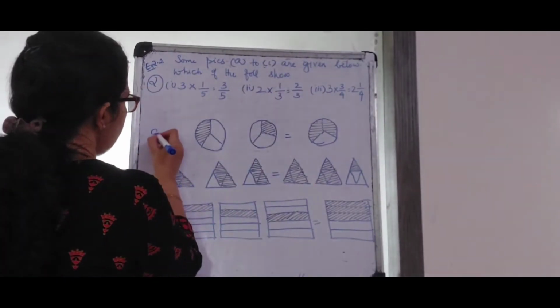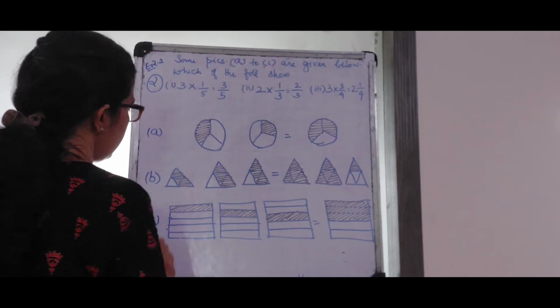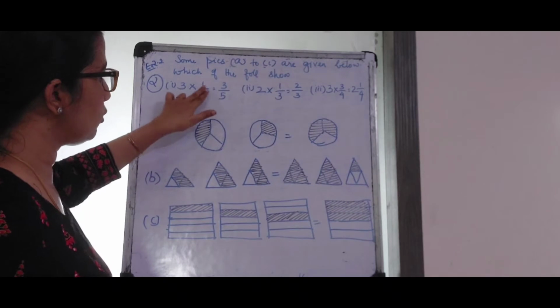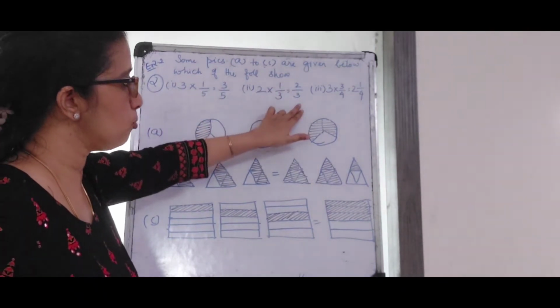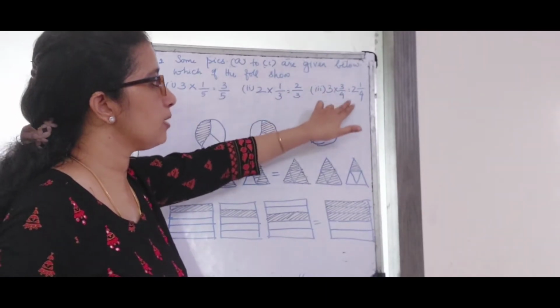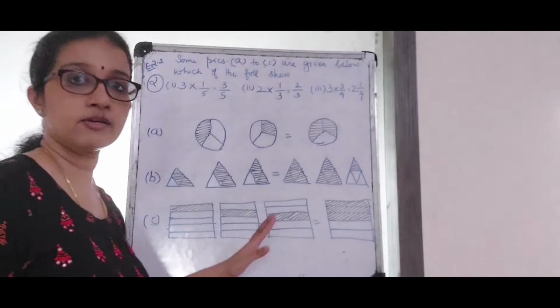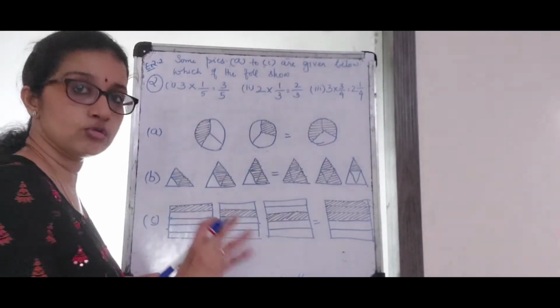Okay, this is A, this is B, and this is C. Which of the following show? First one, 3 into 1 by 5 equal to 3 by 5. Second one, 2 into 1 by 3 equal to 2 by 3. Third one, 3 into 3 by 4 equal to 2 1 by 4. Okay, this is also very similar to the previous question, the same method. So let's see how to solve this one.